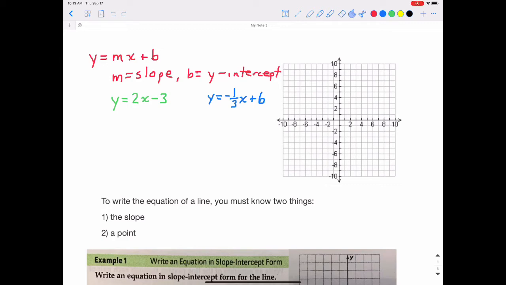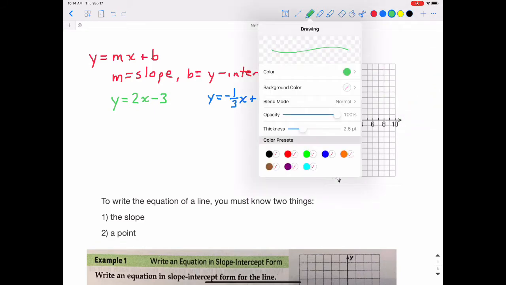This section is about writing equations of lines. So recall back in Algebra 1, you were shown how to graph lines when they're in the form of y equals mx plus b. Remember that m represents the slope and b represents the y-intercept. So for an equation like y equals 2x minus 3, the minus 3 is the y-intercept.